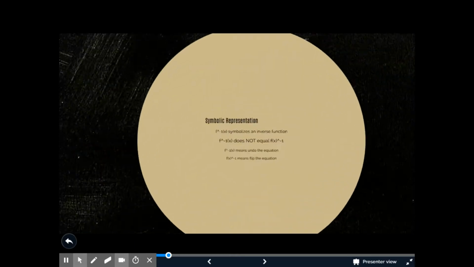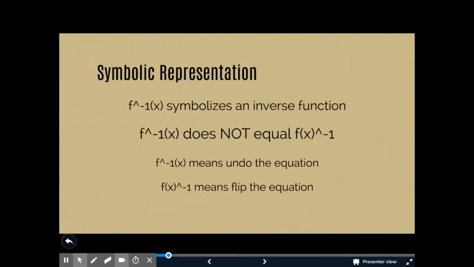A way to tell if you have the inverse is the notation f to the negative first power of x, but that does not equal f of x to the negative first power, because that means to flip the equation or flip the graph, and the inverse means to undo the equation.